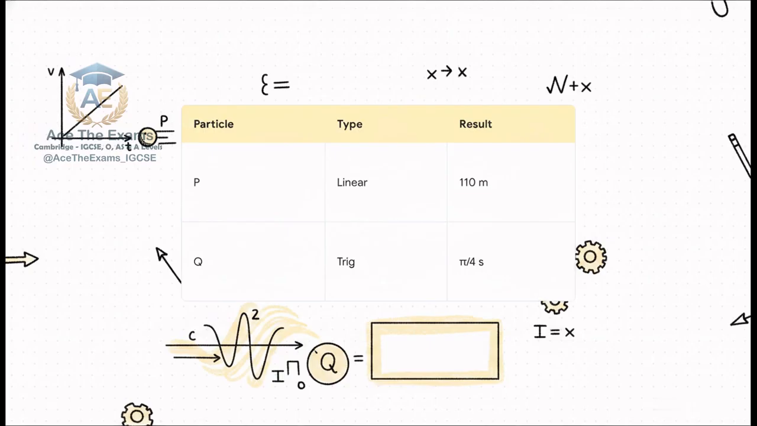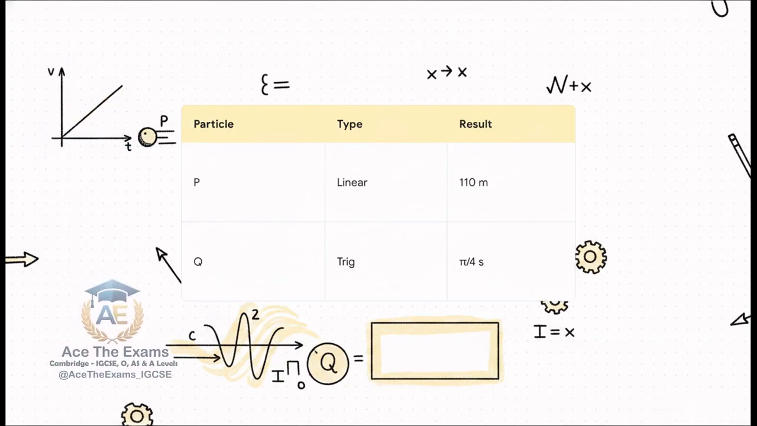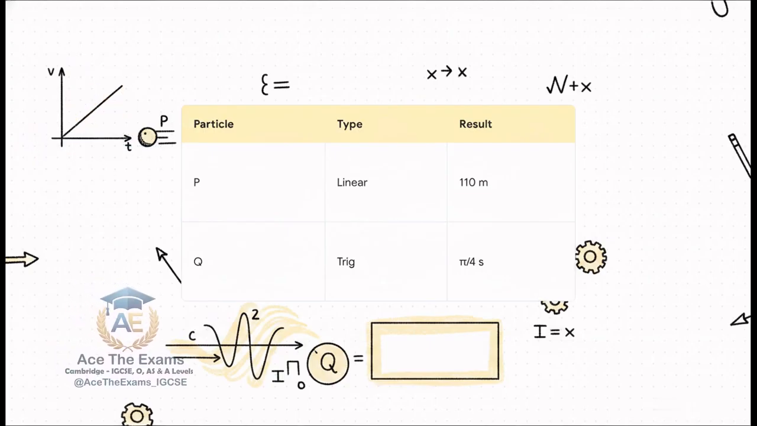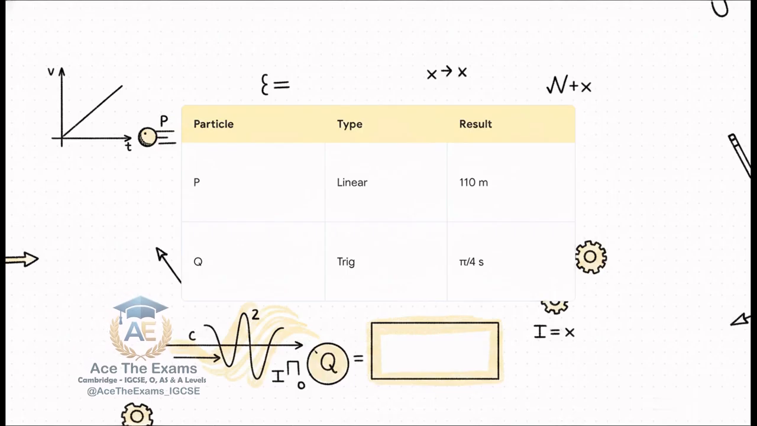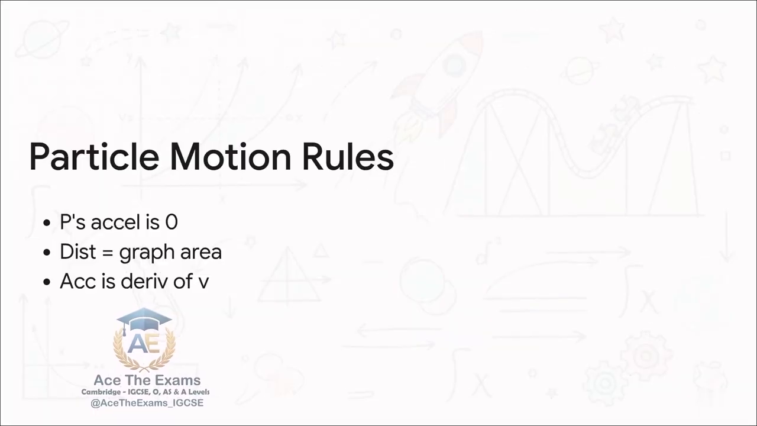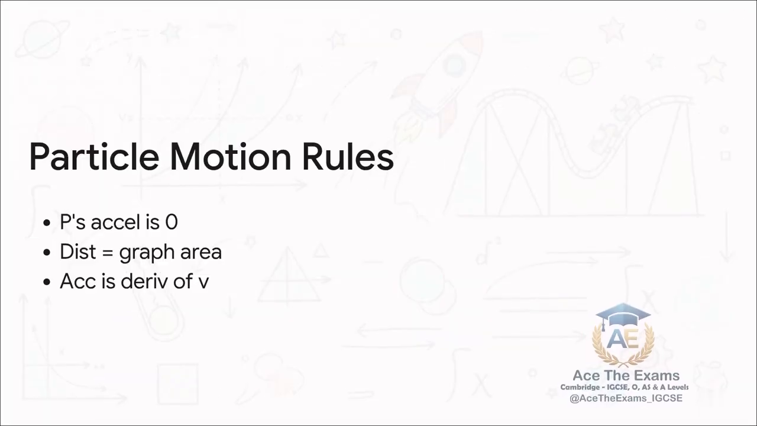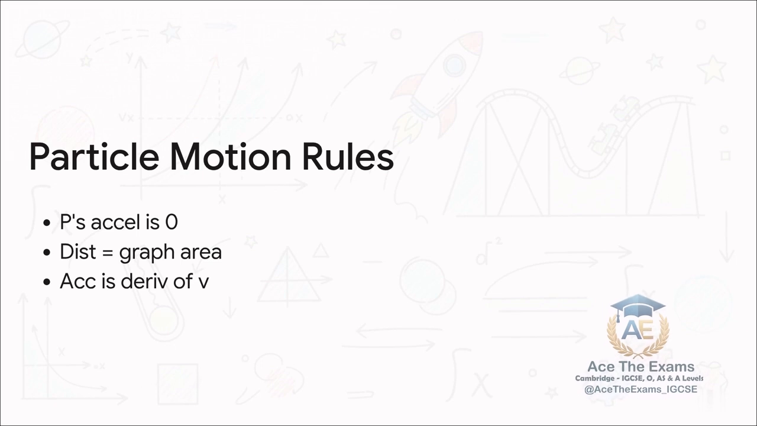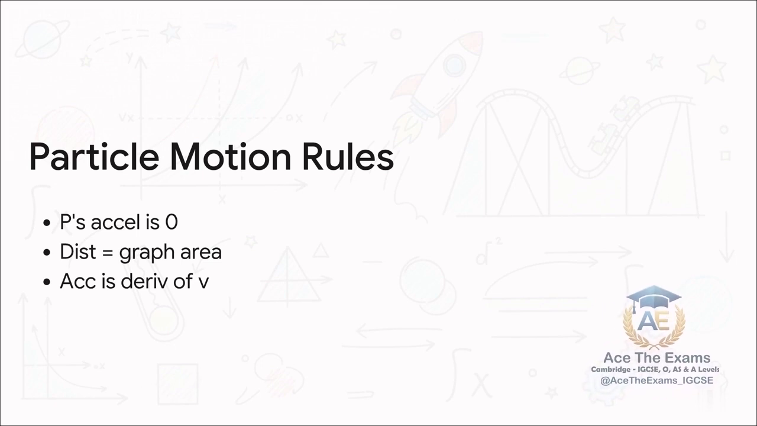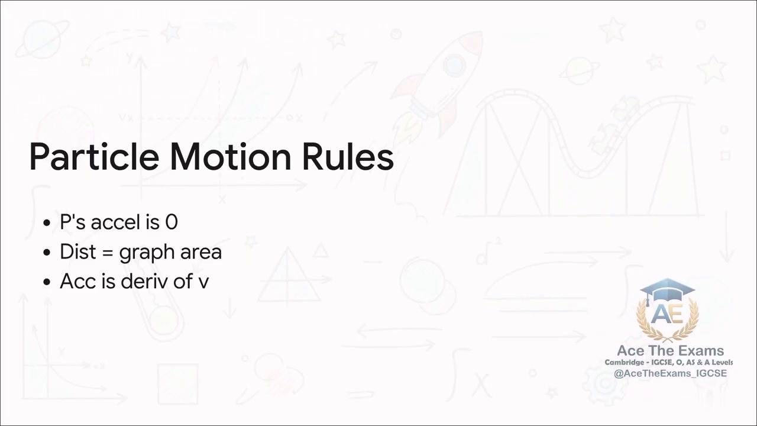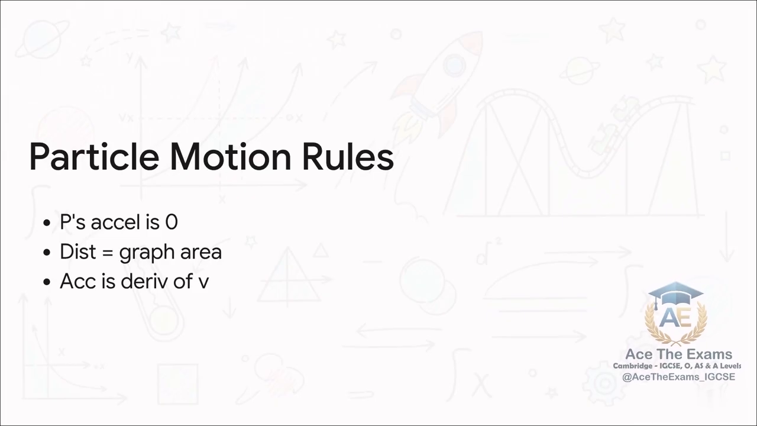This table cleanly extracts the data for both particles in the problem, showing us exactly what we're looking for so we don't get lost in all that dense text. Particle P is rolling with a velocity time graph, while particle Q gives us a trigonometric equation. To solve this, just remember the golden rule. On a velocity time graph, a completely flat line means zero acceleration. If your speed isn't changing, you aren't accelerating. And the area underneath that velocity time graph gives us the 110 meters of distance traveled. You literally just calculate the areas of the shapes formed by the graph and add them up.